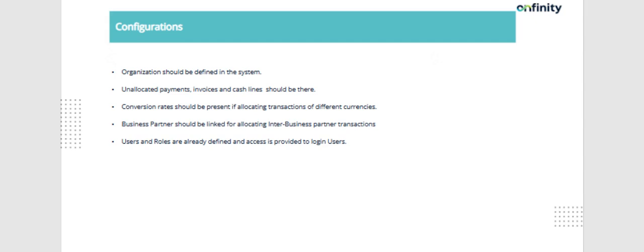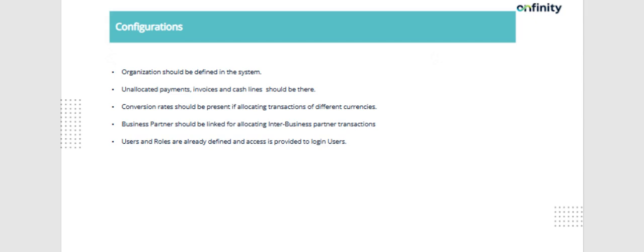Unallocated payments and invoices. There must be unallocated payable records available for allocation. Conversion rates. If multiple currencies are involved, conversion rates must be maintained so that the system can compute the converted amounts. Linked business partners. For inter-business partner allocation, business partners must be linked in the system.